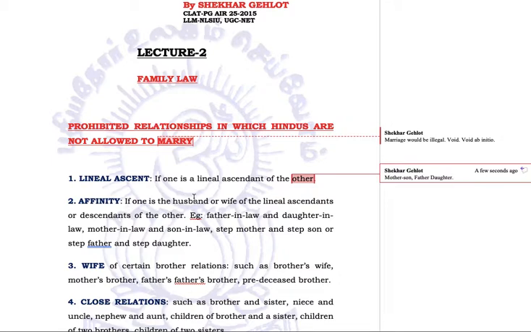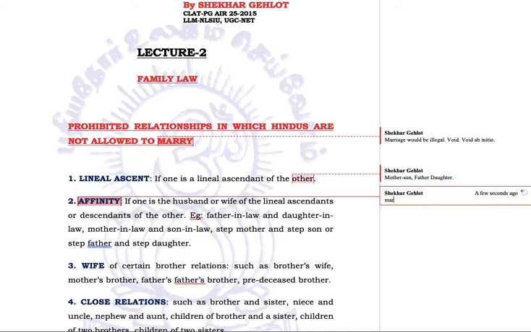Affinity: if one is the husband or wife of the lineal ascendant or descendant of the other. Example: father-in-law and daughter-in-law, mother-in-law and son-in-law, stepmother and stepson, or stepfather and stepdaughter, etc. Affinity means relations set up by marriage. If a relation is set up by marriage, other correlatives cannot marry, like a father-in-law cannot marry his daughter-in-law.